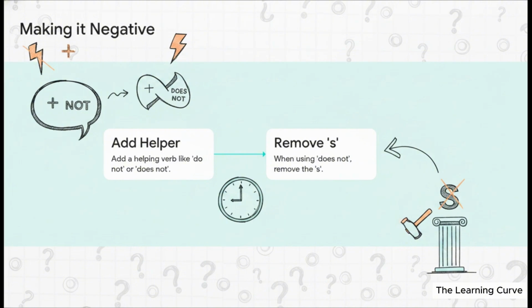Step 1. We can't just throw the word not into the sentence by itself. It doesn't work that way. We actually need a helping verb. We add do not, which contracts to don't, or does not, which contracts to doesn't.